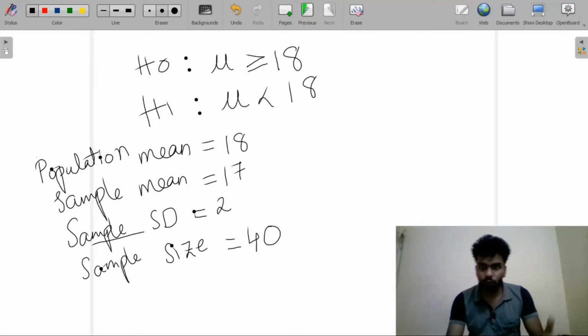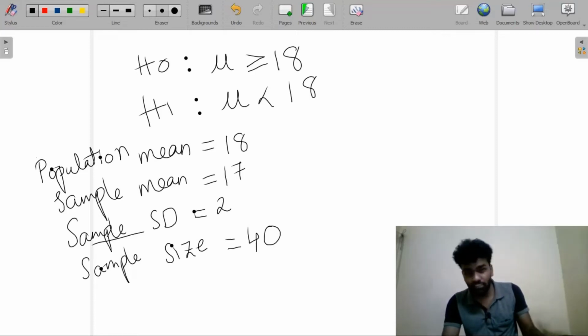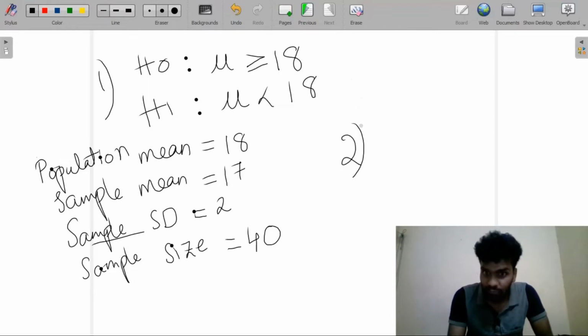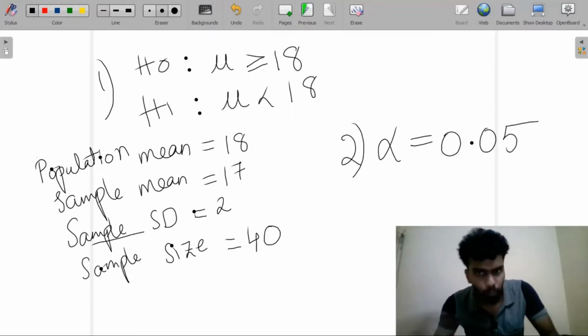The next step is defining the significance level. If you watch my video on p-value, I explained what the significance level is, how to choose it, and what it means. I discussed everything, so make sure to watch that video before this. Next, I assumed the significance level alpha is equal to 0.05.